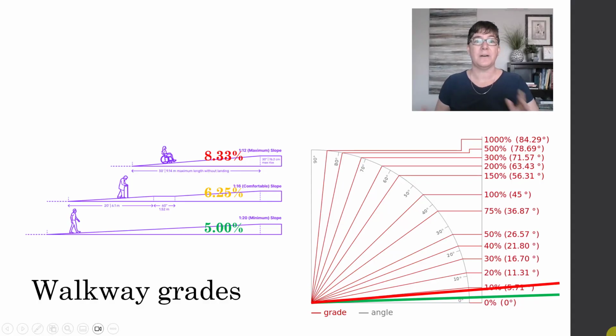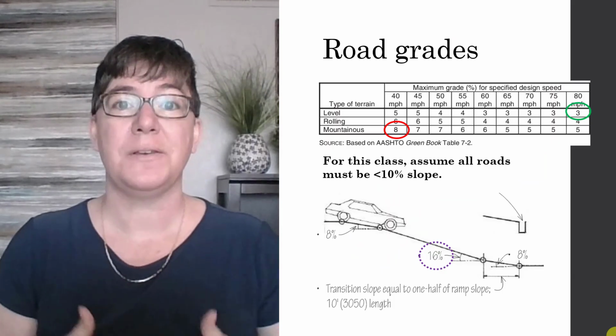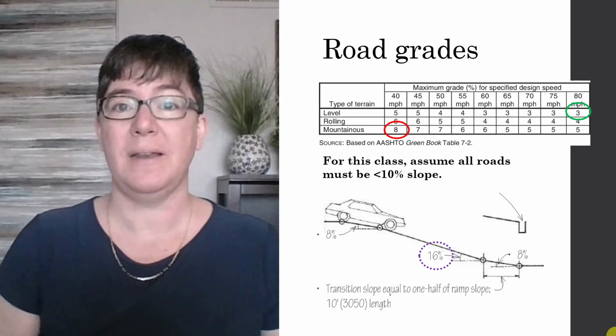Let's look at these on our slope comparison diagram. We can see that the 5% is way down here, all right? And the 8.33% is right about here, right? Moving on to talk about road grades, right?